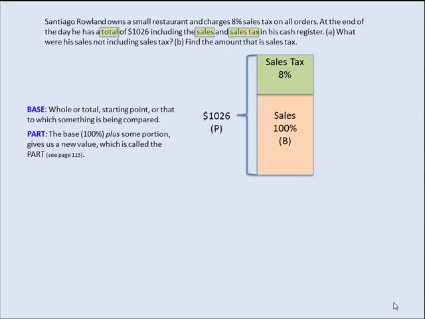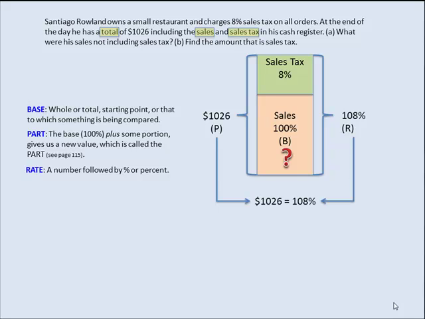We know that there's $1,026 in the cash register, and that represents our sales and our sales tax, and so the $1,026 becomes our part. The rate is a number followed by a percent sign or the word percent. In this problem, our rate is 108%. The question we need to find out is, what is the amount of our sales?